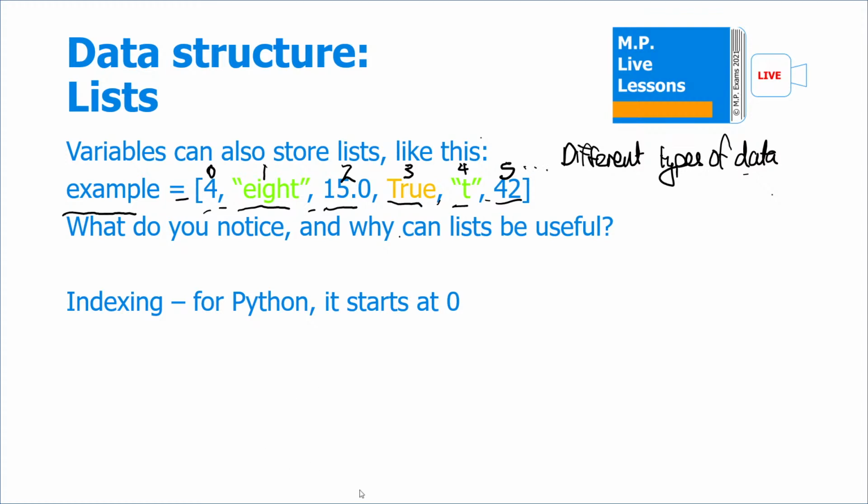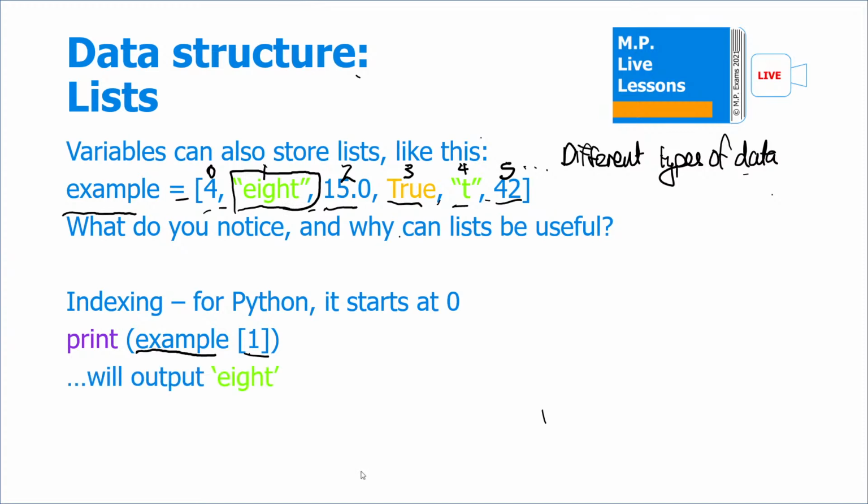Now, I've got the command print, and then it's going to print whatever is in here, and we're just going to look at this, example 1. So that's how we try and mention one of these indexes. We have the variable name, which has the identifier example, which is here. And then we have the index number 1. And that is just this string 8. It will print that out. Therefore, this will output 8, the string 8.